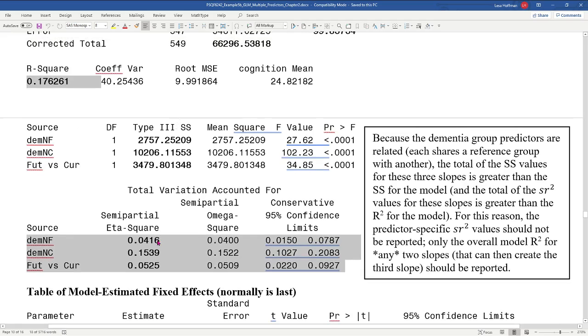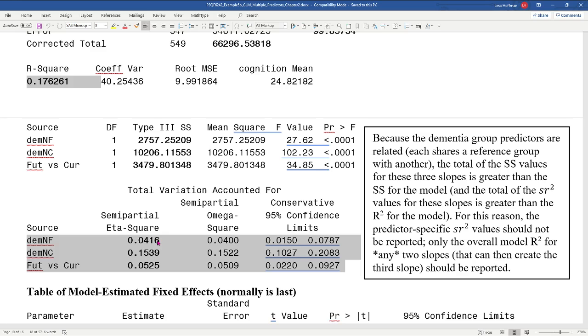So these semi-partial eta squares that refer to particular group differences are not valid. The variables for these predictors have not been constructed in a way that the comparisons are orthogonal. There is a way to do that. It's not very useful for testing hypotheses, which is why I don't do it.